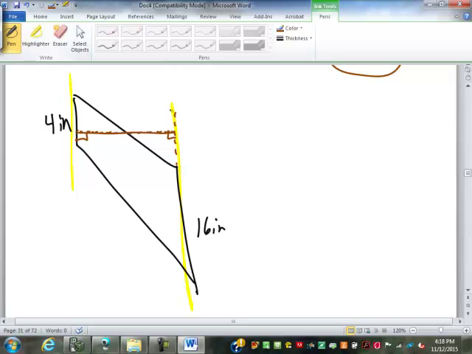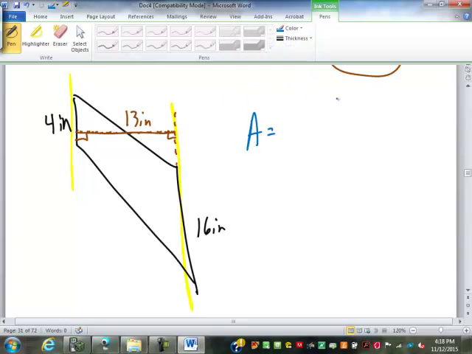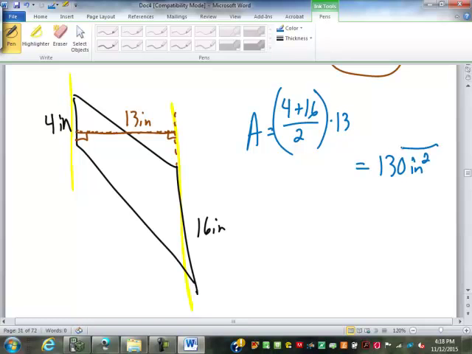So let's make this 13 inches. To find this area, we would what? 16 plus 4 divided by 2 times 13. Which, if you do that out, confirm 130 inches squared. So you do need to get used to other orientations.